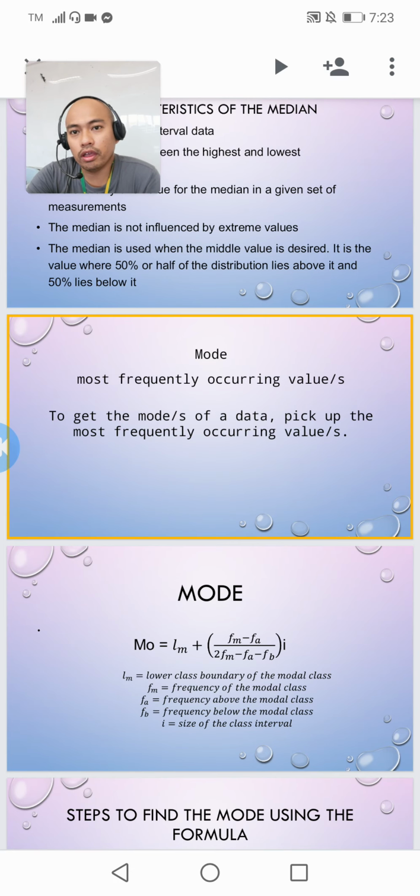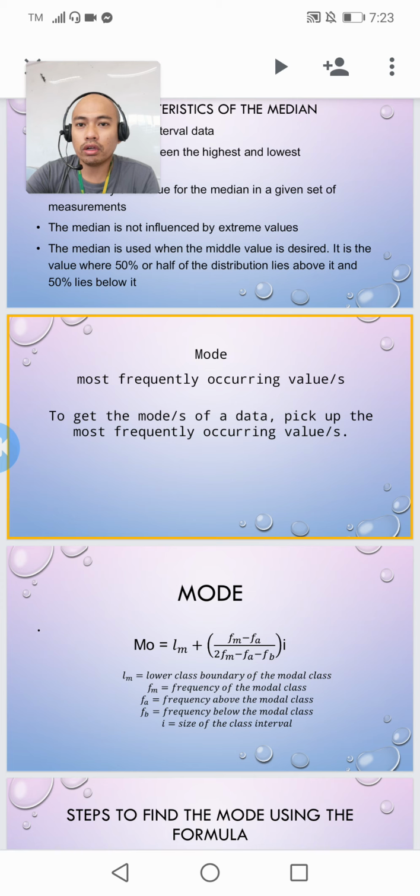This will be a video presentation with regards to the third measure of central tendency, and this is the mode. In my previous video clips, I discussed the first and the second tools when finding the center of a particular distribution, and these are the mean and the median. For now, we will have the mode.